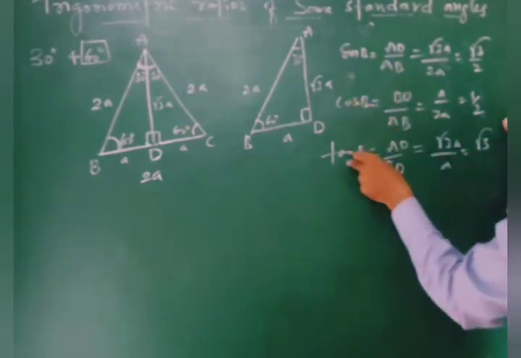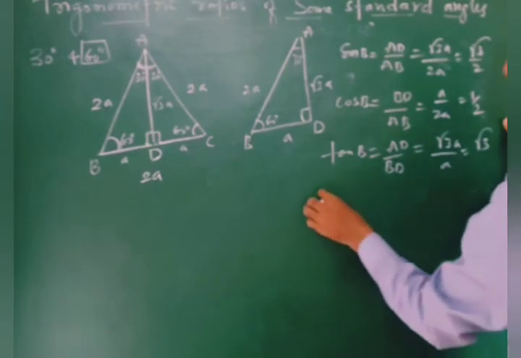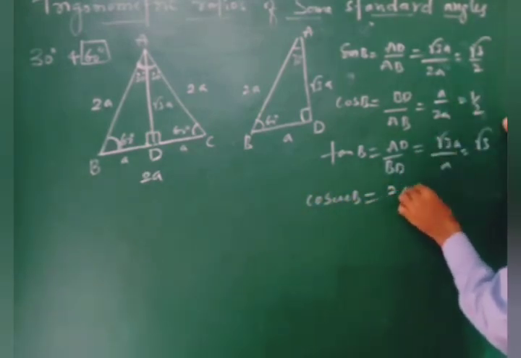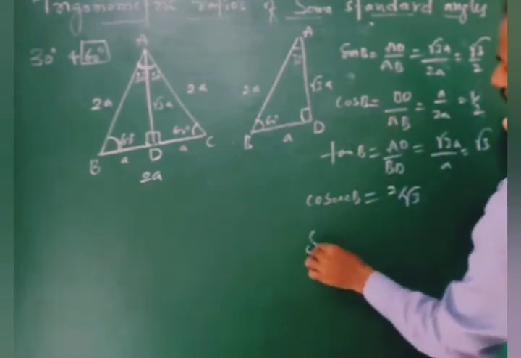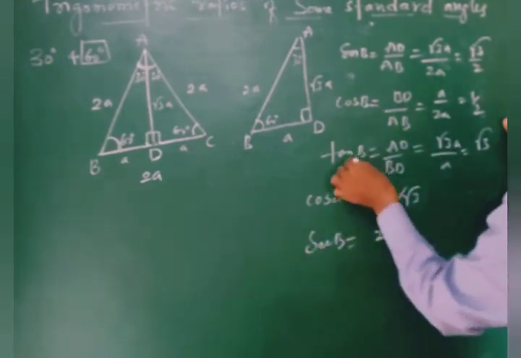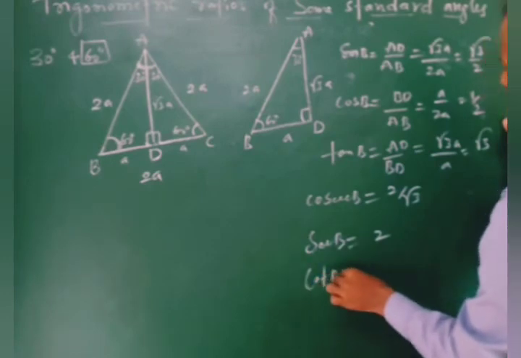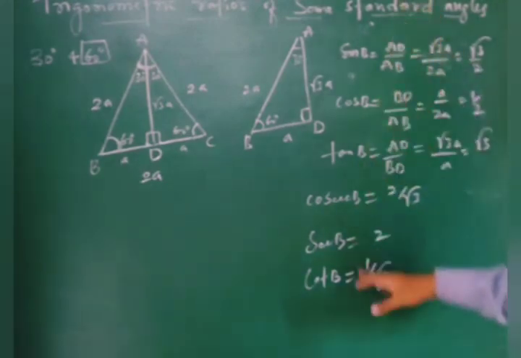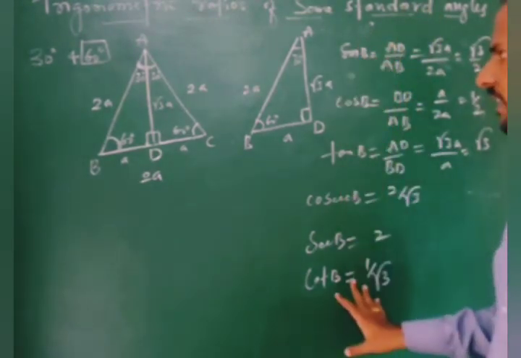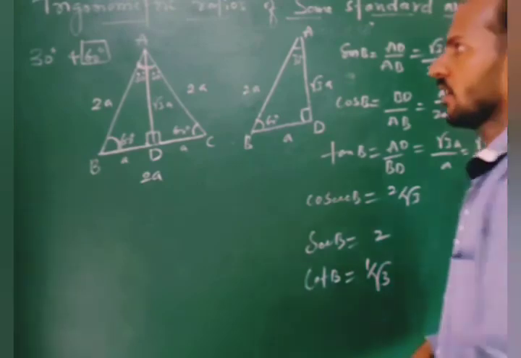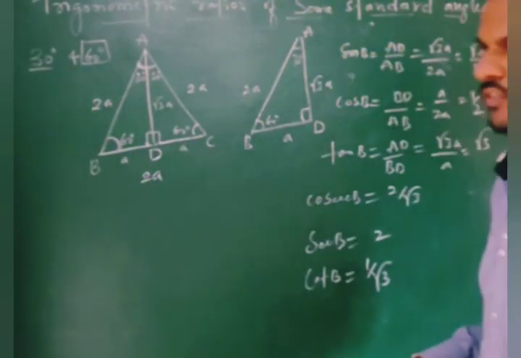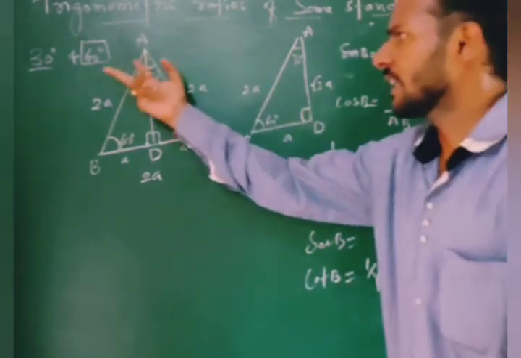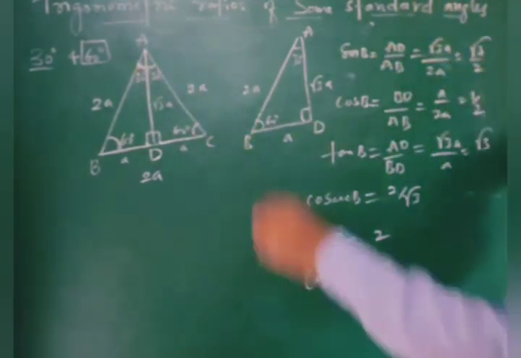Now sin B, cos B, tan B, the reciprocal of these three is nothing but cosec B, directly we get 2 by root 3. Sec B is 2, and cot B is equals to 1 by root 3. These are all the trigonometric ratios of angle 60 degree, and previously we found angle 30 degree and angle 45 degree. Got it?